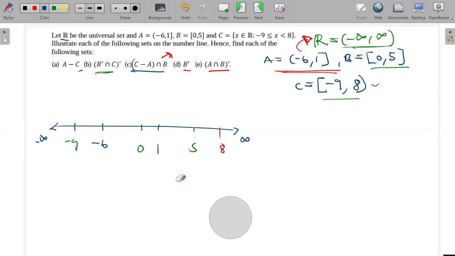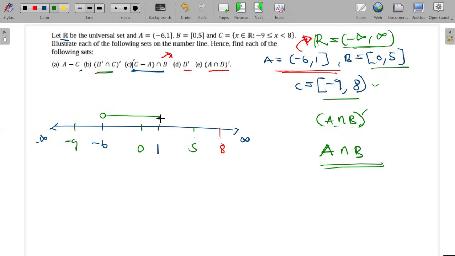So here, our last question is on this part. There will be one more which has a different universal set. They're telling you A intersect B complement. So first, it's good just to find A intersect B. So what is my A intersect B? I write my A. It is open there and closed at 1. Then my B is closed there and closed at 5.